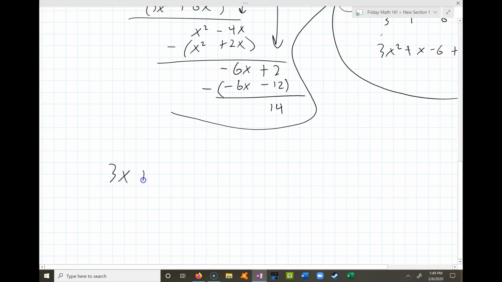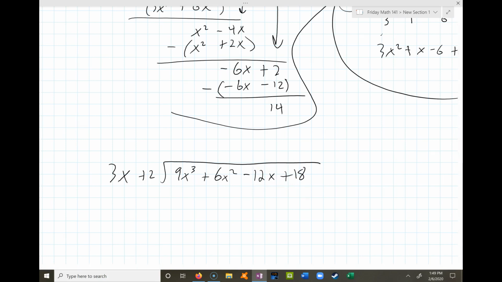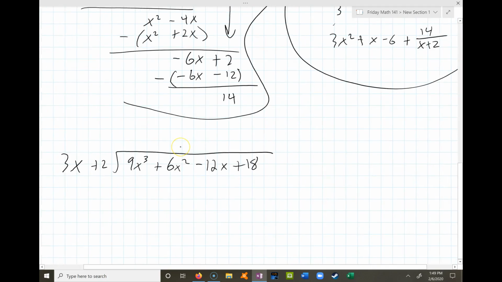I do, for example, 3x plus 2 into 9x to the third plus 6x squared minus 12x plus 18. Okay? So I'm going to divide 3x plus 2 into that, and so I begin over here in the second term. What times 3x equals 9x cubed? That would be 3x squared. So I multiply, that'd be 9x cubed. 3x squared times 2 is positive 6x squared.